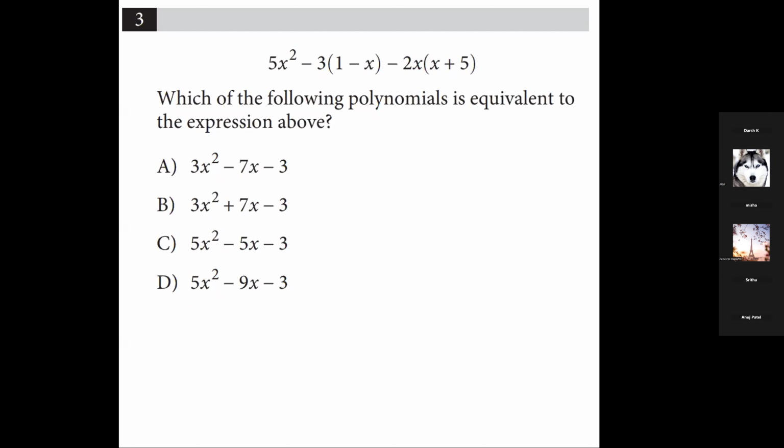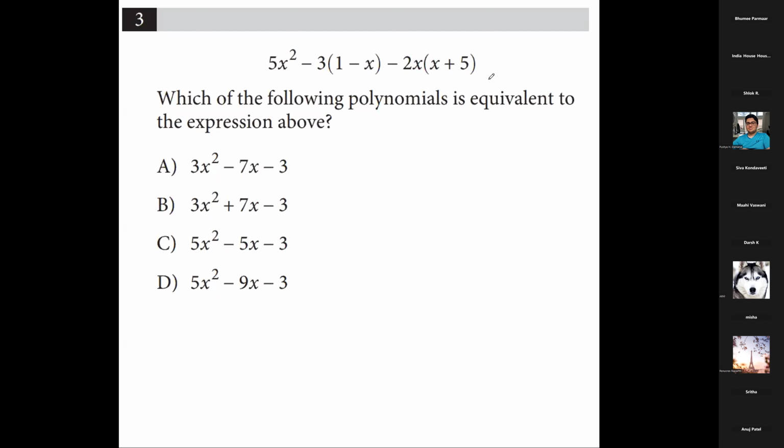Okay, so for question 3, we're given a formula, and we basically just have to solve. So we need to distribute. First, let's just write everything out. 5x squared minus, well, negative 3 times 1 is minus 3. Negative 3 times negative x is positive 3x.